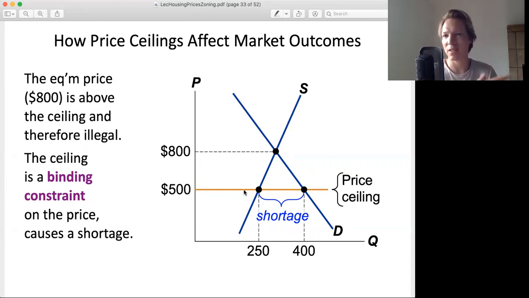If I'm a developer, I'm just not going to build housing. Why would I build housing when I can't charge the market price? I'll build condos instead, or I'll build single family housing. So the supply of rent control housing goes down. Everybody wants to get it because it's way under market value. So a shortage develops.